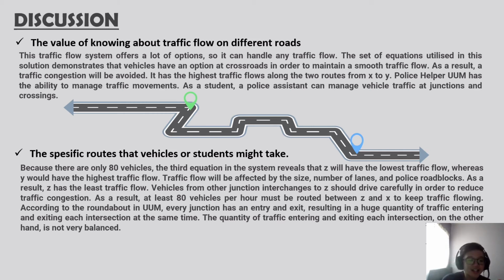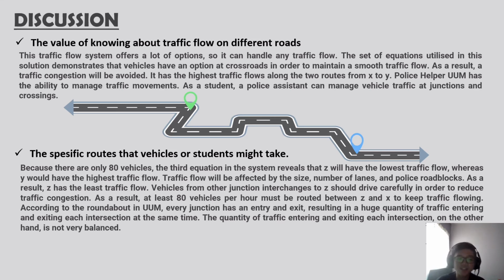Another interesting discussion would be the specific routes that vehicles, or should I say students, take. Because there are 80 vehicles, the third equation in the system reveals that Z will have the lowest traffic flow, whereas Y will have the highest. As a result of this, traffic flow will be affected by size, number of lanes, and police roadblocks. Vehicles from other junction interchanges to Z should drive carefully in order to reduce congestion. As a result, at least 80 vehicles per hour must be routed between Z and X to keep the traffic flow moving.